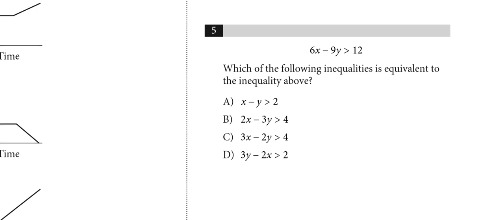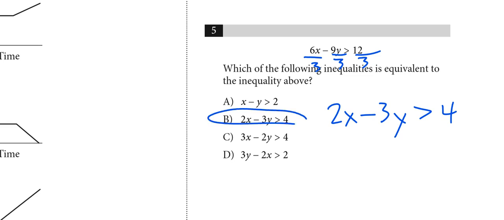Which of the following inequalities is equivalent to the inequality above? They keep x and y on the same side. What's the common value that you can get rid of from all three of these numbers or terms? You could divide by 3, giving us 2x minus 3y is greater than 4. Is there anything like that? Yes!